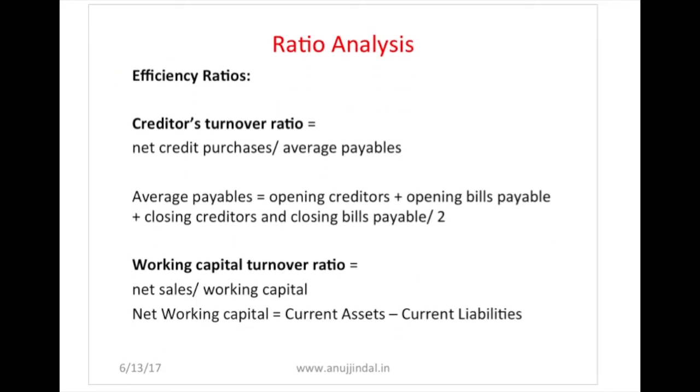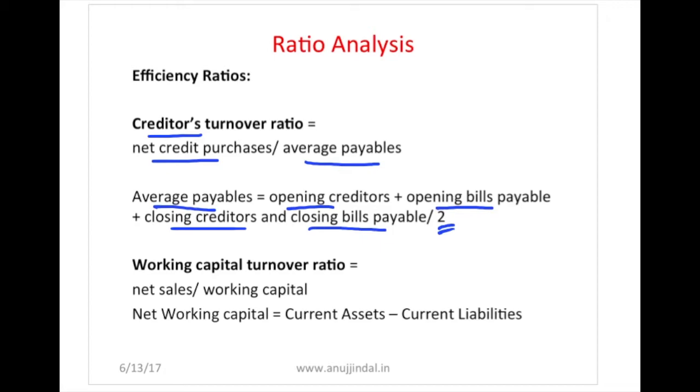The next that we have is creditors turnover ratio. Creditors turnover ratio is net credit purchases upon average payables. So in debtors turnover ratio, we had net credit sales upon average receivable. Here it is otherwise, we are taking into consideration net credit purchases divided by average payables. Average payables are opening creditors plus opening bills payable plus closing creditors plus closing bills payable divided by 2.